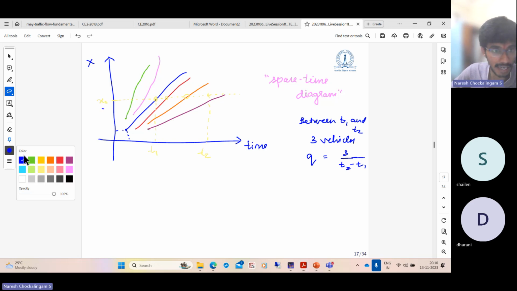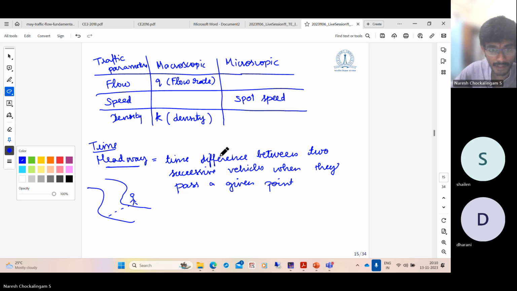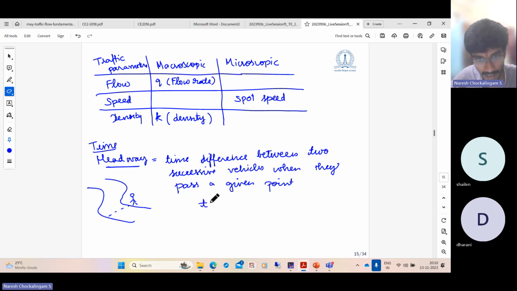And similarly, the other component is the time headway. So if the time of observation is t, you know it should be the sum of the gaps between successive arrivals. So it is summation i equal to 1 to the number of vehicles n, h_i.